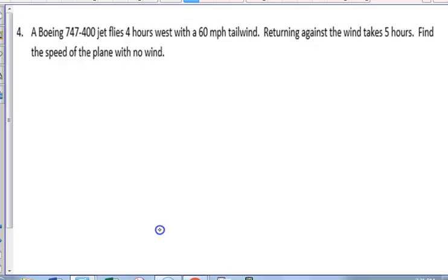Number 4. We kind of talked about this situation the other day. The speed of the plane with no wind is just the plane's speed. I'm just going to call it P, okay?